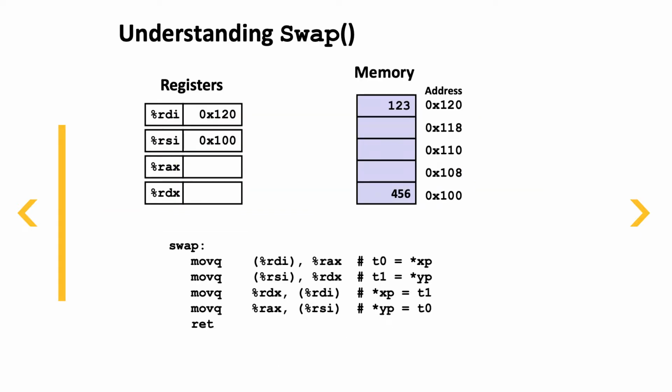So when we've called swap, we've passed in a couple of memory addresses. We've passed hex 120 in as XP and hex 100 in as YP. So those are going to end up corresponding to some of these addresses that we see over here in memory. And now we've got a couple values. We have 1, 2, 3 in address hex 120 and 4, 5, 6 in address hex 100.